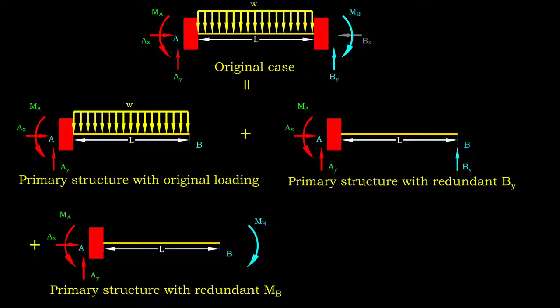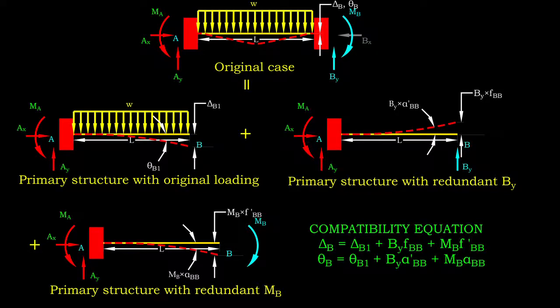The first case is where the primary structure is subjected to the uniformly distributed load. The second case is where the cantilever is loaded with a unit concentrated load at the free end, while in the third case, a couple moment is applied instead.